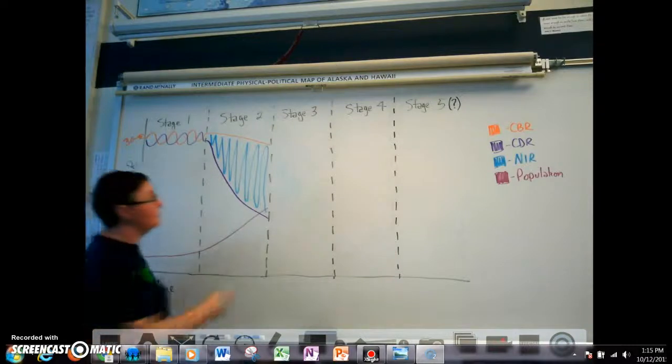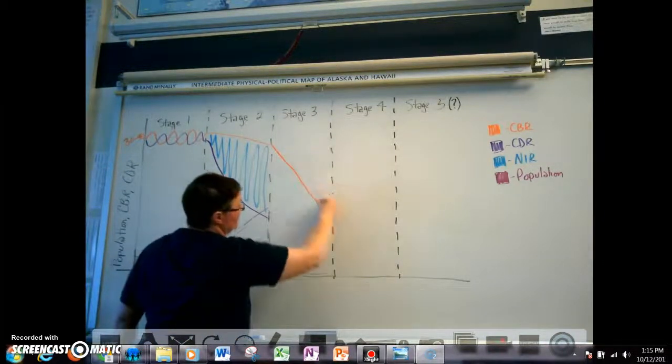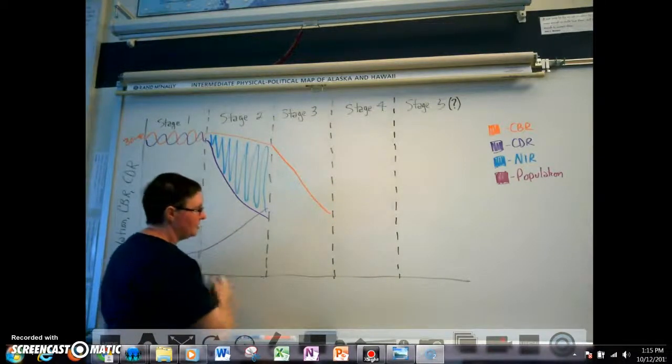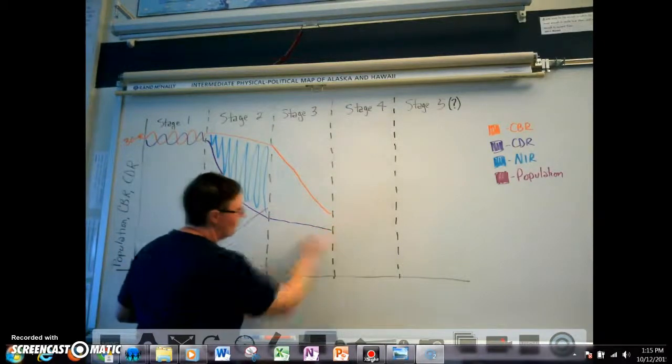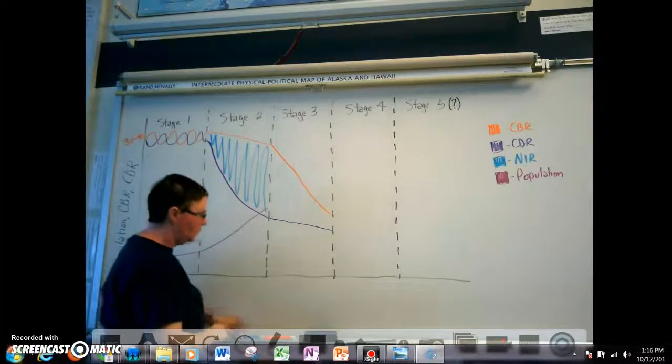Stage 3, what we see in here, the big difference for stage 3 is our birth rates go down dramatically. Our death rates continue dropping, but nowhere near the same rate.